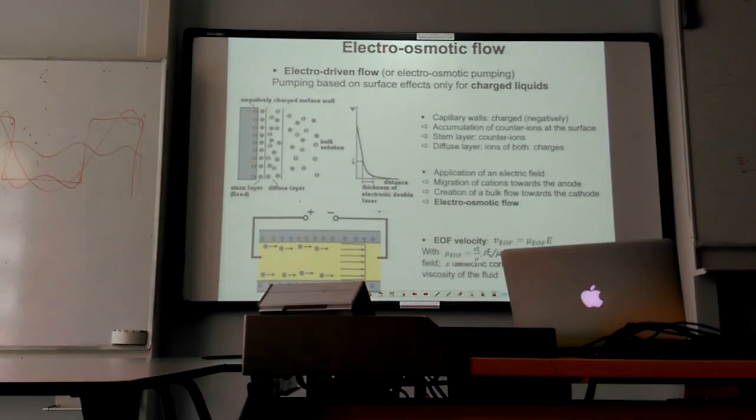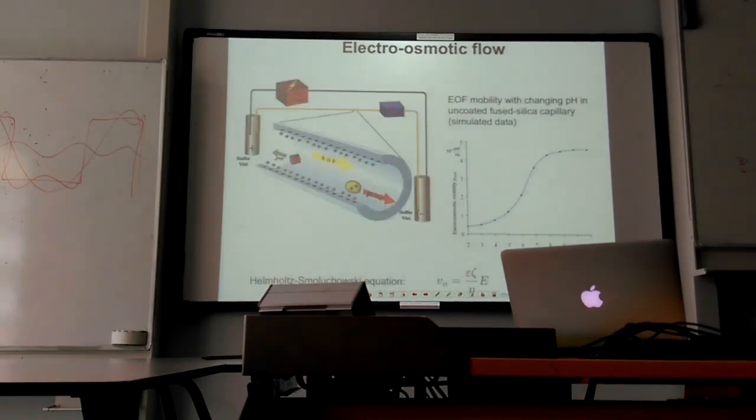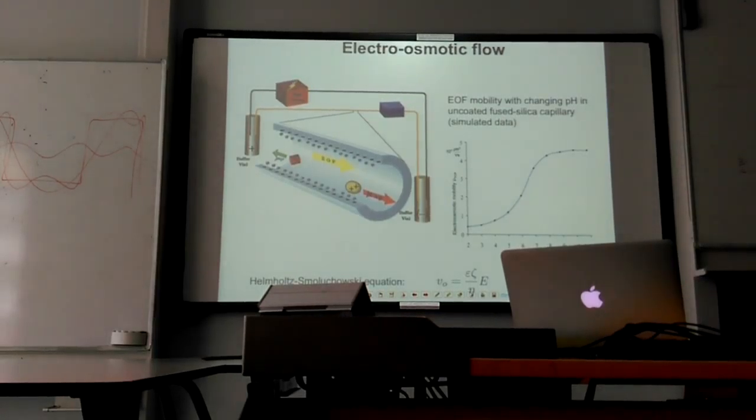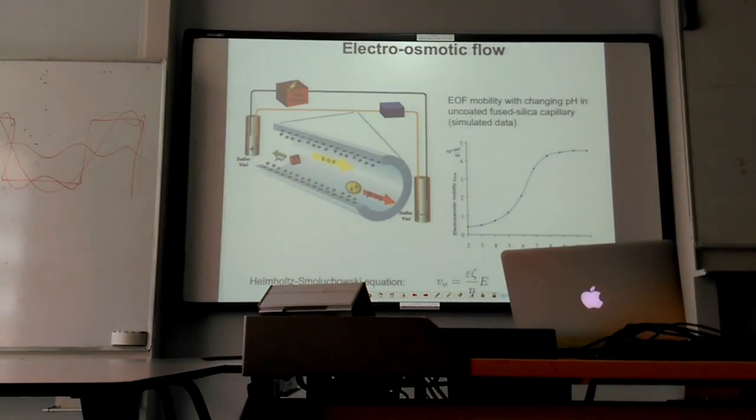It will depend on the number of charges you have on your surface, and also the number of charges you have in your liquid. The surface properties are characterized by what is called the zeta potential. If you change the pH, for instance, or some properties of your surfaces, you will change the amount of charges you have on your surface, and then you will change the flow you can create because you change your zeta potential.